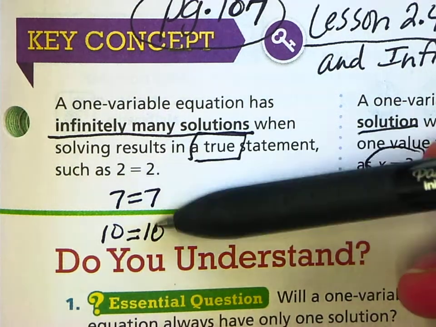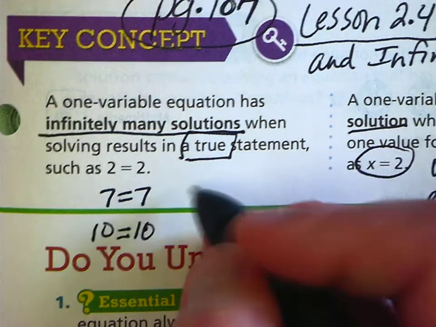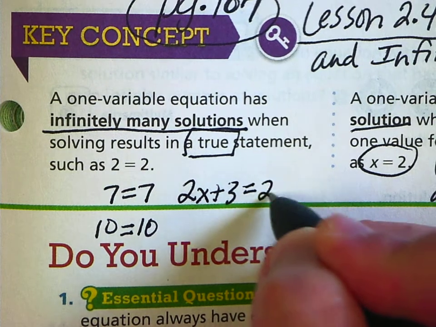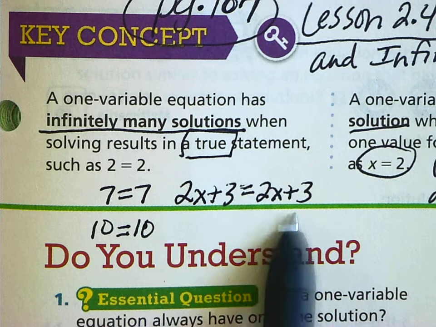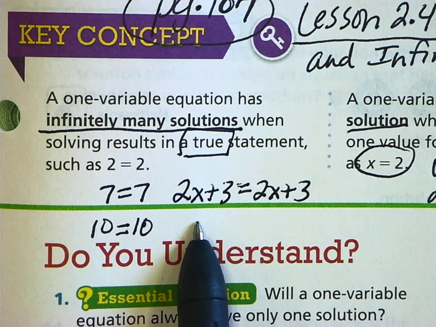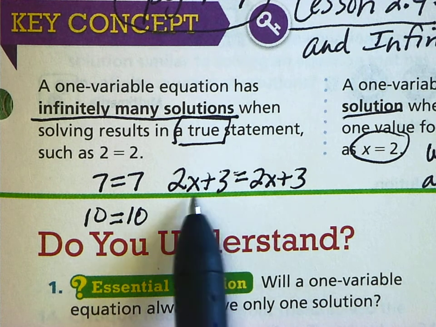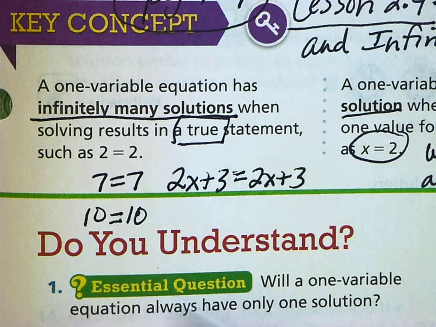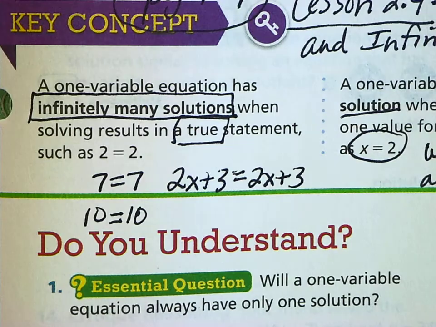If you end up with a true statement, or everything is the same on both sides, 7 does equal 7, or something like 2x plus 3 equals 2x plus 3. So that's true. The left side does equal the right side. Everything's the same. So at this point, we could stop and say, oh, there are infinitely many solutions. That means no matter what number we plug in for x on both sides, we're always going to get a true statement like this. Okay, so the third and final solution you could get is infinitely many solutions. So let's solve a couple and see what that looks like.